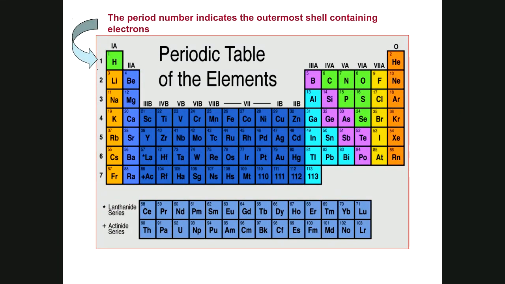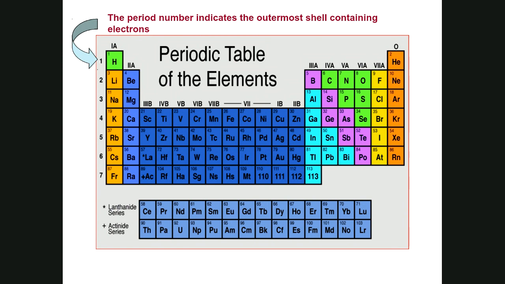Carbon has four. Its atomic number is 6. So the first shell has 2, and the last shell has 4. Therefore, it can make 4 bonds with other elements. Helium has 2 in its last shell. It has only one shell, and it has 2 on it.